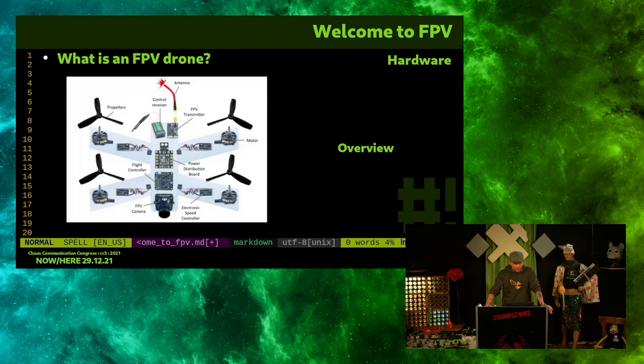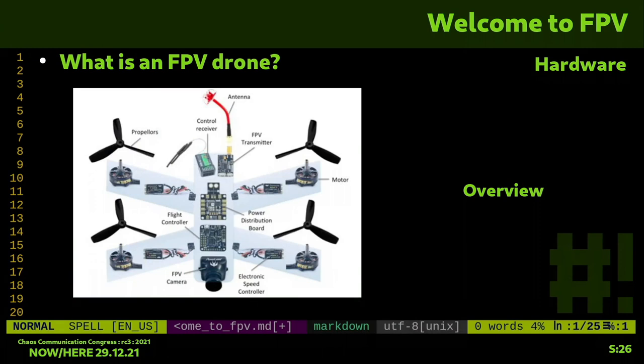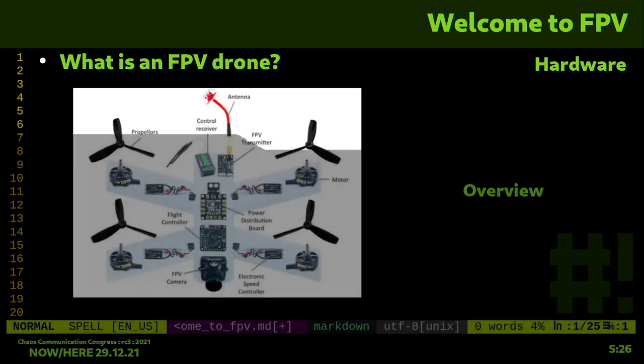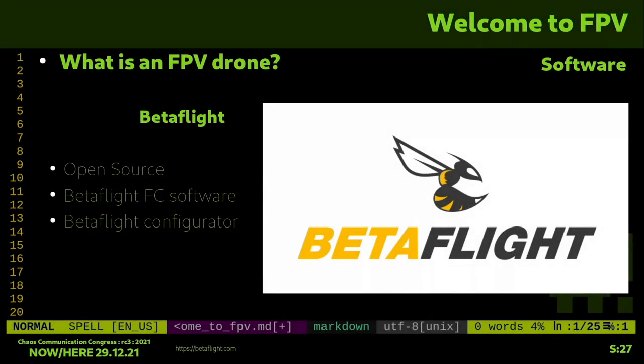So, we'll just tie it all together with an overview. As previously discussed, the components in every drone vary and are largely dependent on the flight requirements or the preferences of the person building the drone. So now that we have a general understanding, and not a very deep one, of the standard components that make up a modern quad, let's look at some of the software. So we've got hardware, and now we'll move to software.